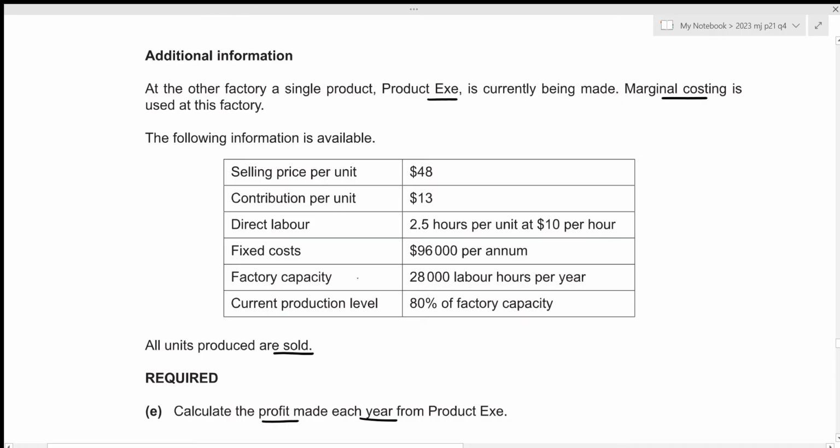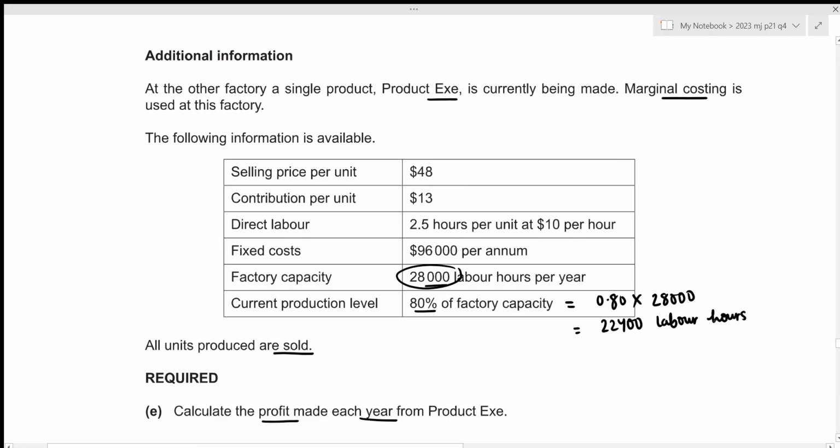Alright. Okay, first of all, let's calculate our number of units. We're given factory capacity to be 28,000 labor hours per year, but the current production level is 80% of factory capacity. So let's figure out 80% of factory capacity. That is just going to be 80% of 28,000 labor hours. That's 0.80 multiplied by 28,000. So the number of labor hours utilized currently is just going to be 22,400.